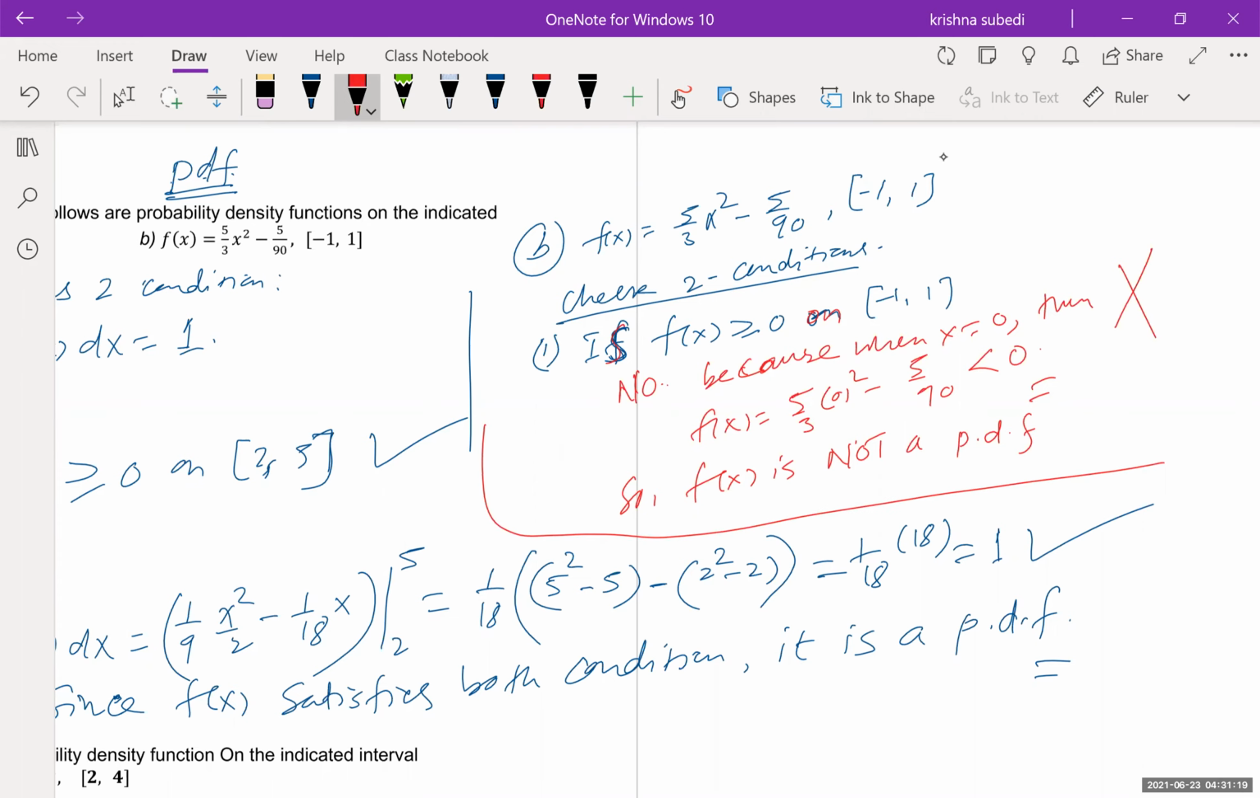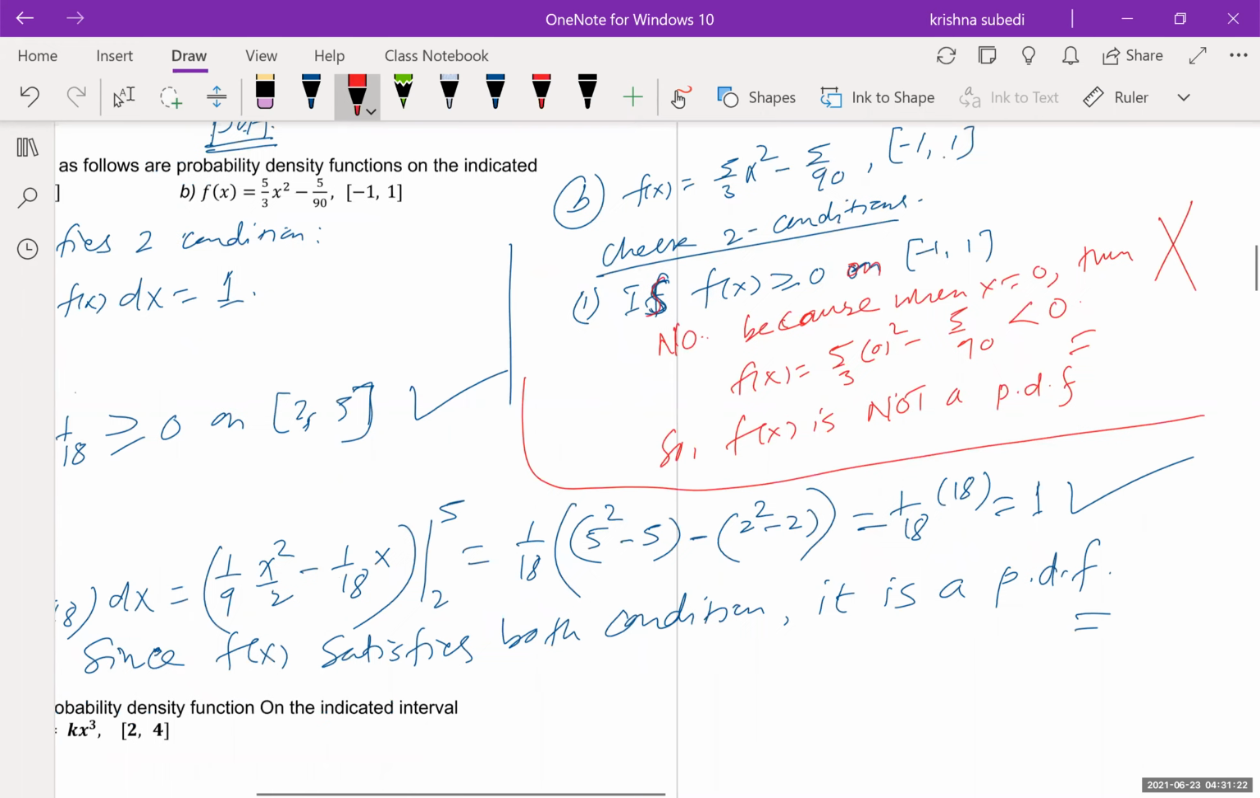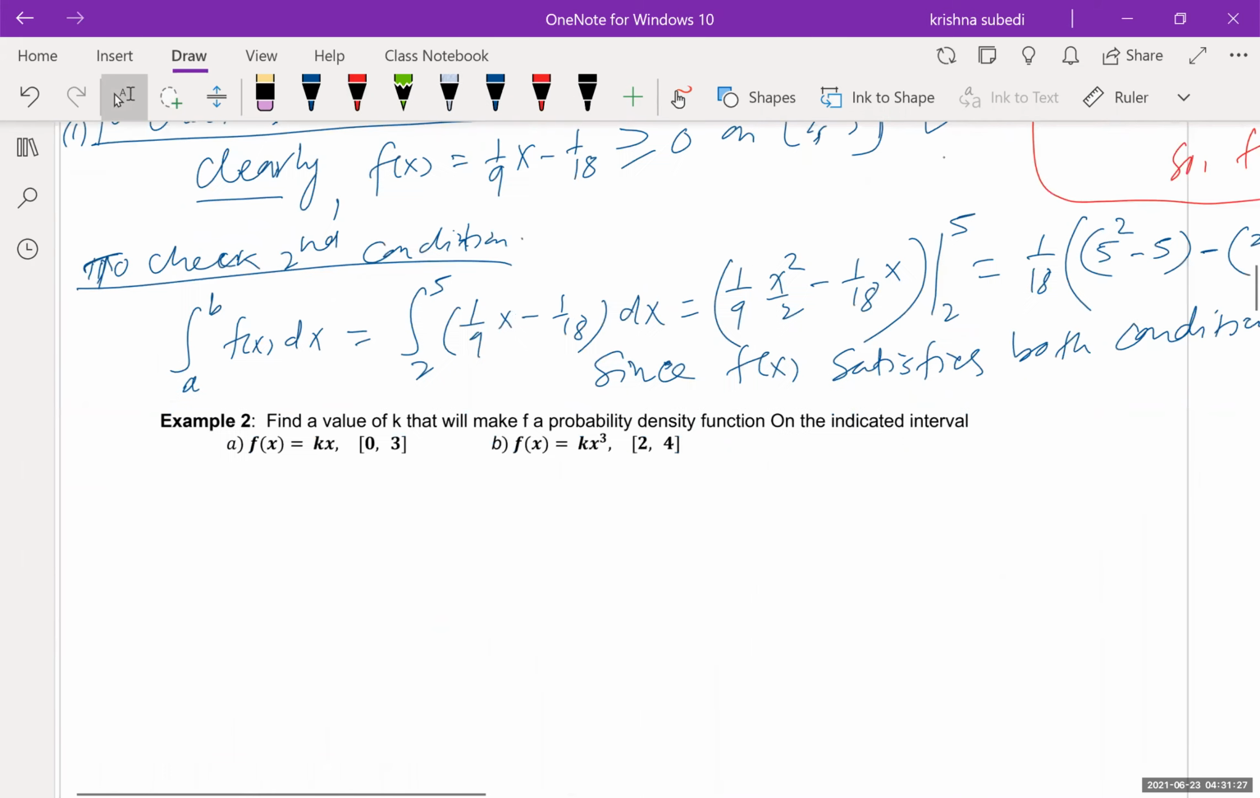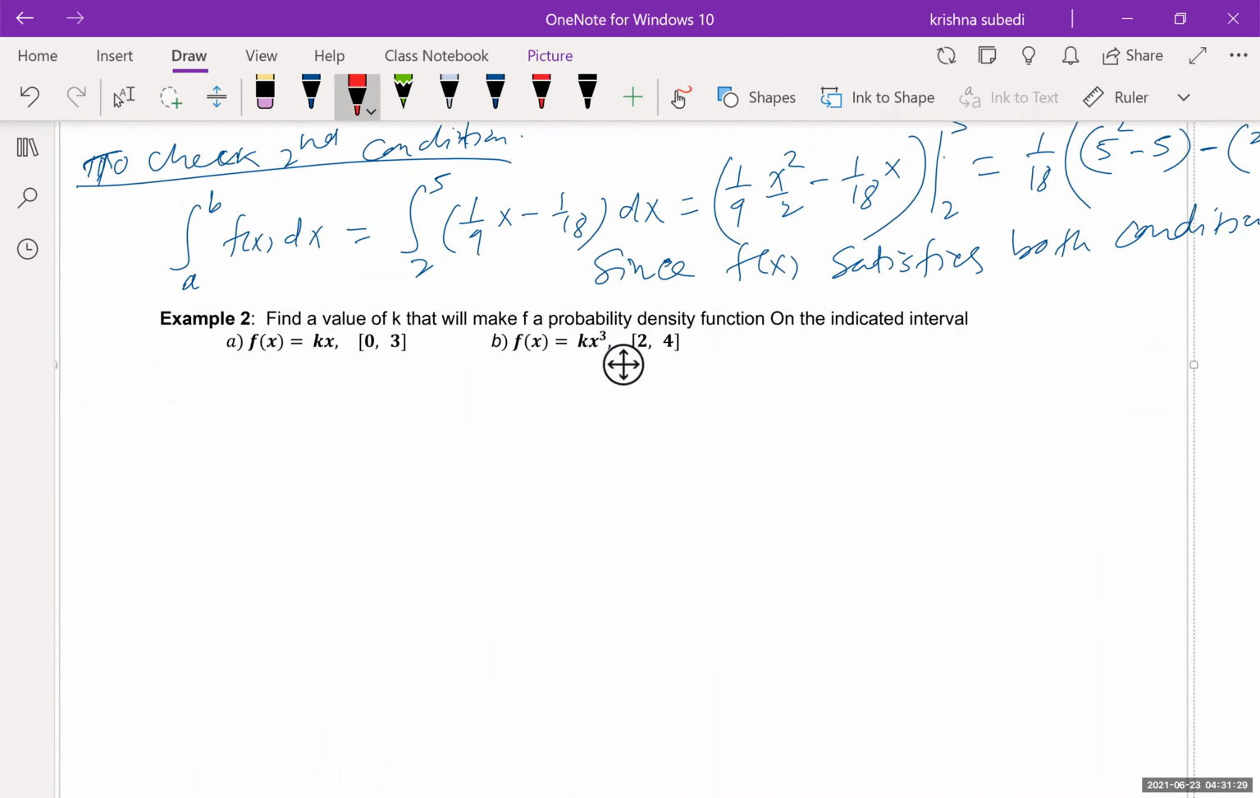Okay, guys? Now, let's look at another example too. Find a value of k that will make f a probability density function on the indicated interval. All right. So we need to find the value of k here that will make the function a PDF. In other words, what will be the value of k so that the function will be a PDF over this interval?